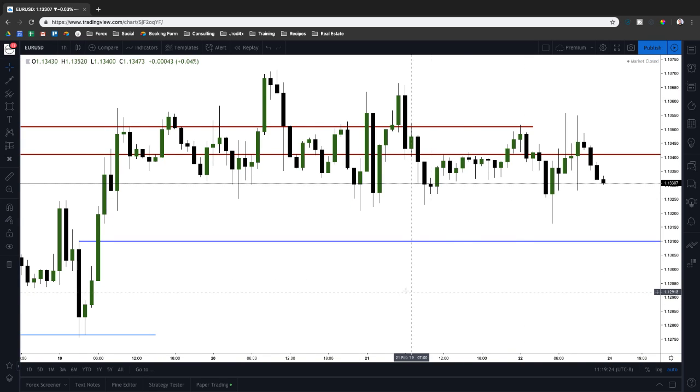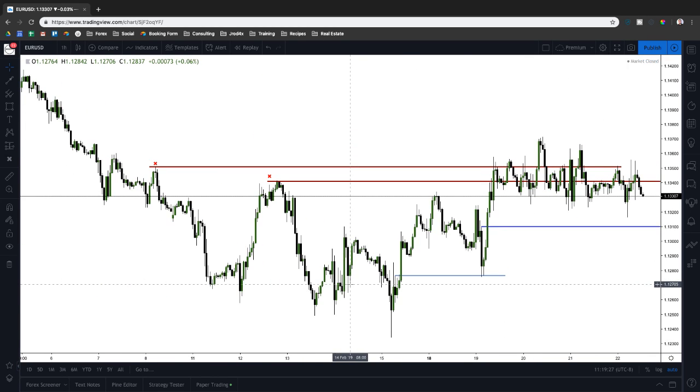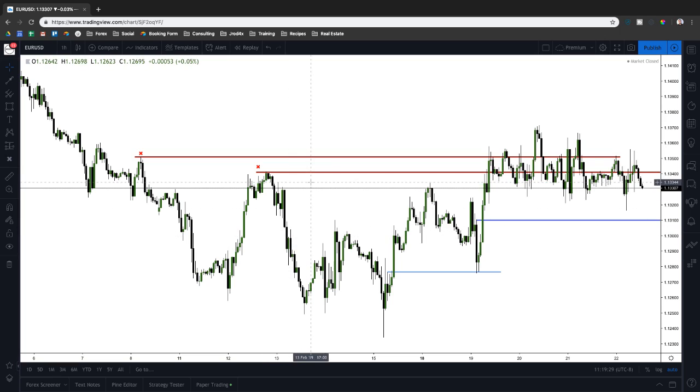Now, if we go back to an hourly chart, last week we were mentioning that we wanted to see a run above this 1.1340 level, which was the buy side liquidity. And you guys can clearly see that we did get a nice, beautiful expansion above that level. So this one move basically took us above both of our levels. And like I said, we just consolidated around there for the remainder of the week.